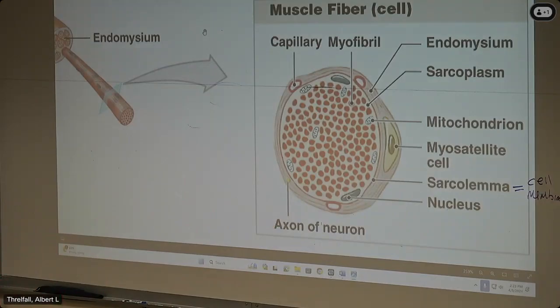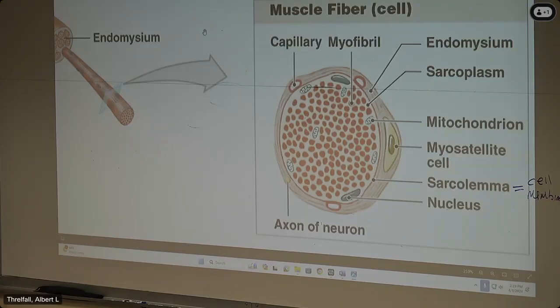Now, the following questions will not be in order, so think before you answer. What are the subunits of a fascicle? Muscle cells or fibers. What are the subunits of a whole muscle? Muscle fascicles. So the subunits of the whole muscle are fascicles. The subunits of each fascicle are the cells or fibers. As you look at the one cell, does it look like it has subunits?